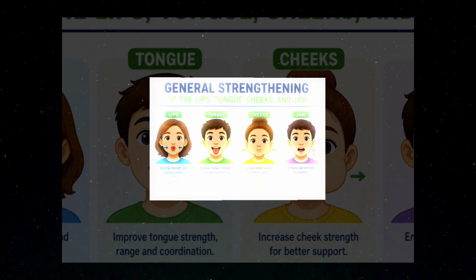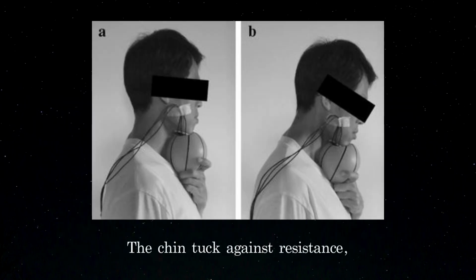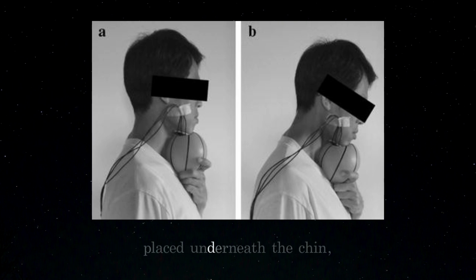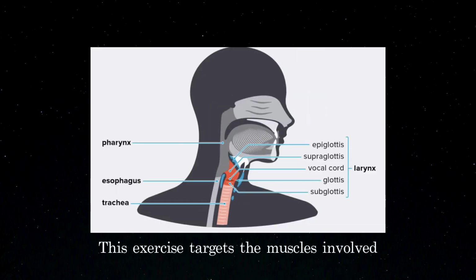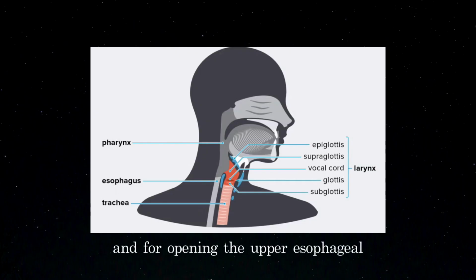General strengthening can include exercises for the tongue, jaw, and lips to improve control, coordination, and bolus formation. The chin tuck against resistance, hyphenated as CTAR, is when a patient presses their chin downward against a resistance, such as a small ball or a rolled towel placed underneath the chin. This exercise targets the muscles involved in lifting the larynx and hyoid, which are critical for airway protection and for opening the upper esophageal sphincter.